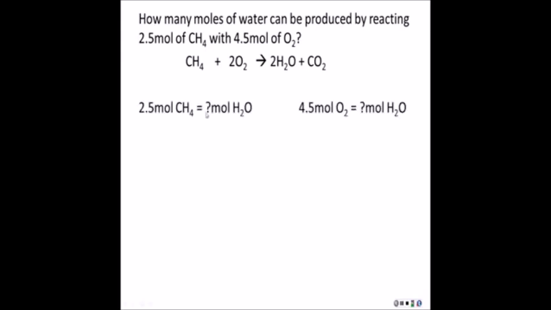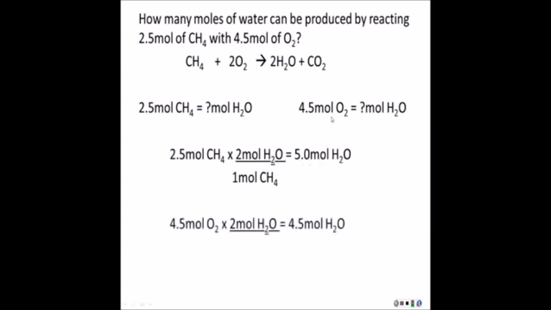So here are my two questions. 2.5 moles of methane, how many moles of water? 4.5 moles of oxygen, how many moles of water? So for my methane, it's going to react in a 2-to-1 ratio with the water. You notice here's the 1, here's the 2. I could make 5 moles of water. Now if I take my oxygen, solve for that, if all my oxygen were to react, I could make 4.5 moles of water. Which one's the right answer? It's always the smaller amount. So that's the answer to the question.